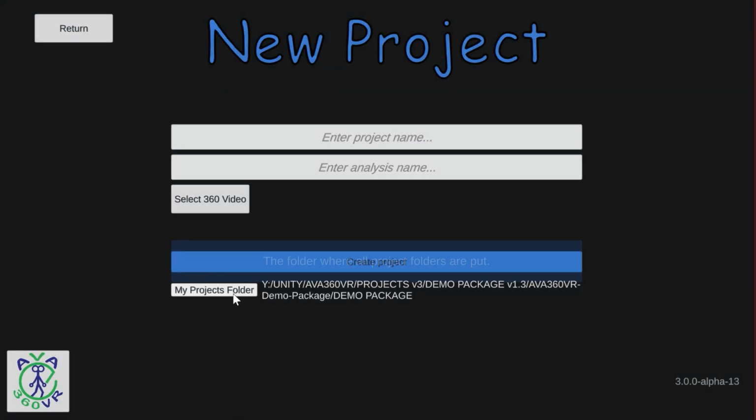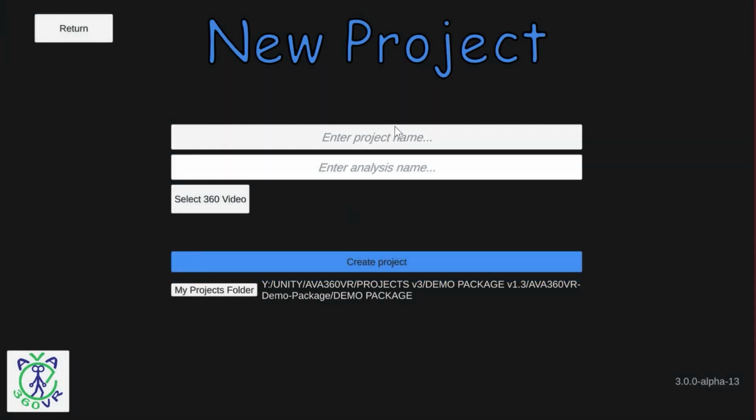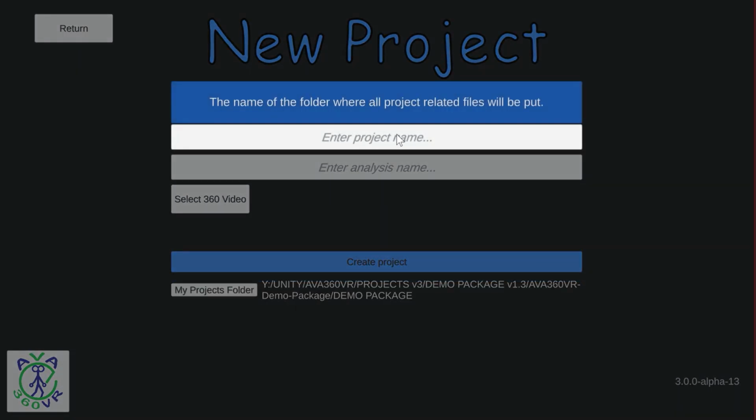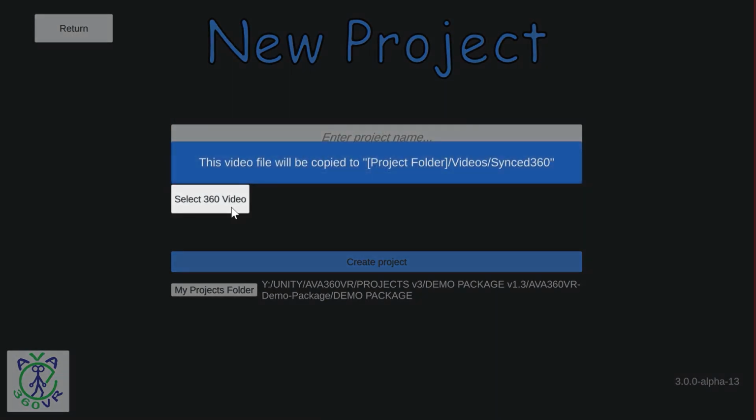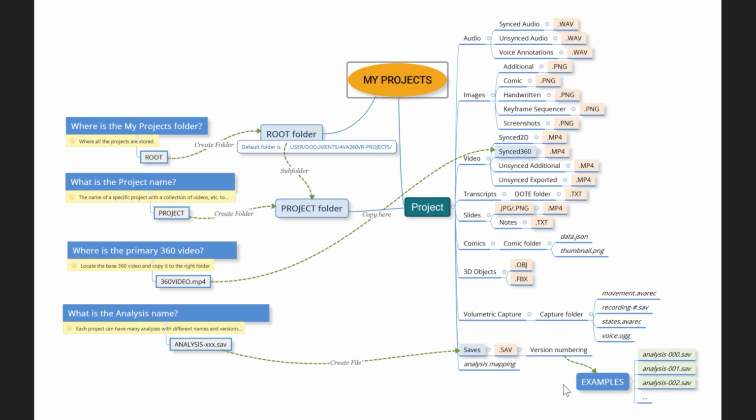So first you need to decide where am I going to put stuff, and once you've done that for your project, if you're creating a new project it's probably going to always be in the place here, so you only have to do this once. Then you put your project name, then your analysis name, you find the video, it'll copy it into the right folder and create the whole structure that we see here, ready for you to add information.